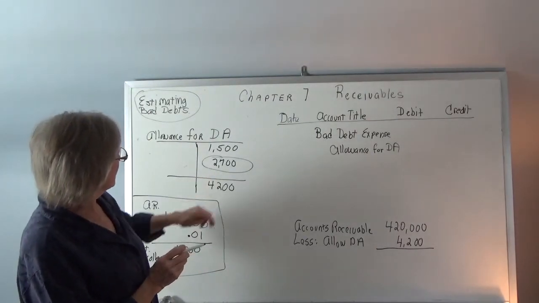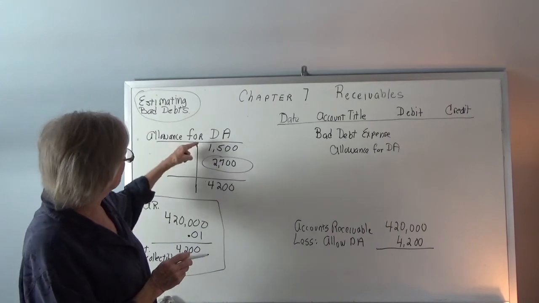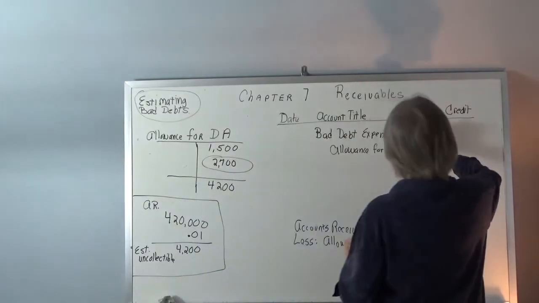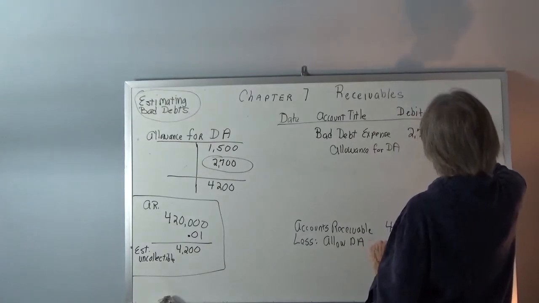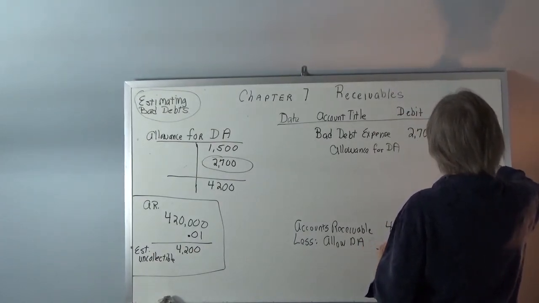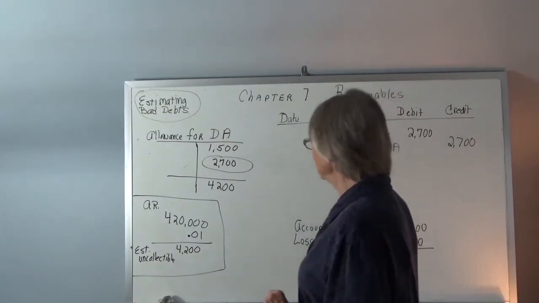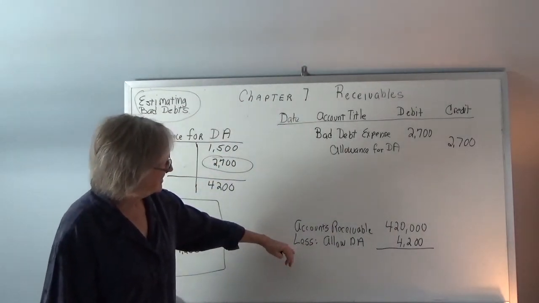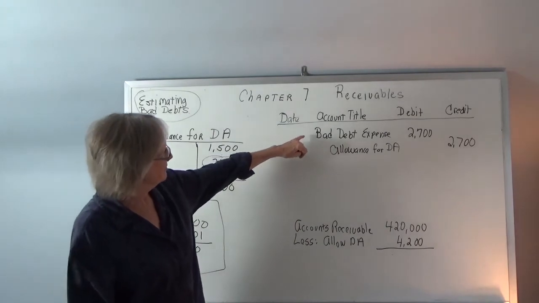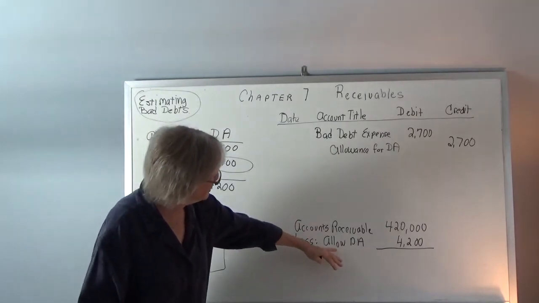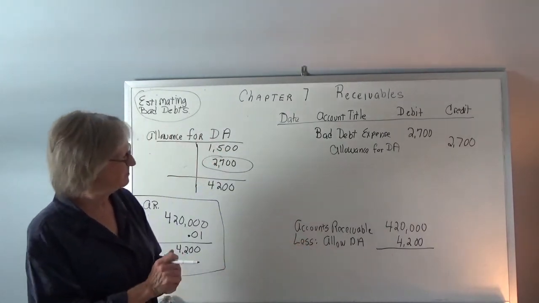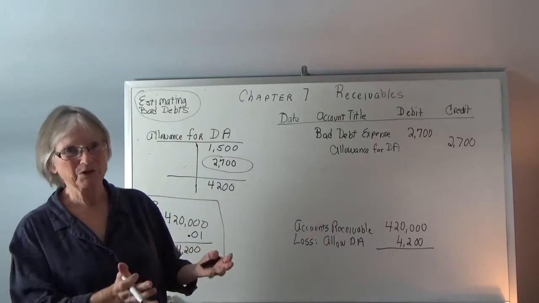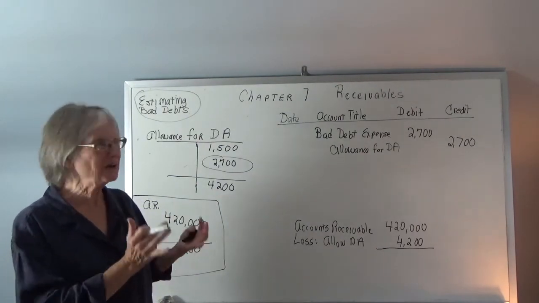So 2,700 is the number we're looking for here, because 15 plus 27 would give us the 42, and so that is the amount of the journal entry. So the journal entry is not the amount you want to end up with for the allowance. It's not the amount you want to end up with for bad debt expense. It's where you want to get to that ending balance in the allowance account. And bad debt expense will be whatever it takes to get you there.